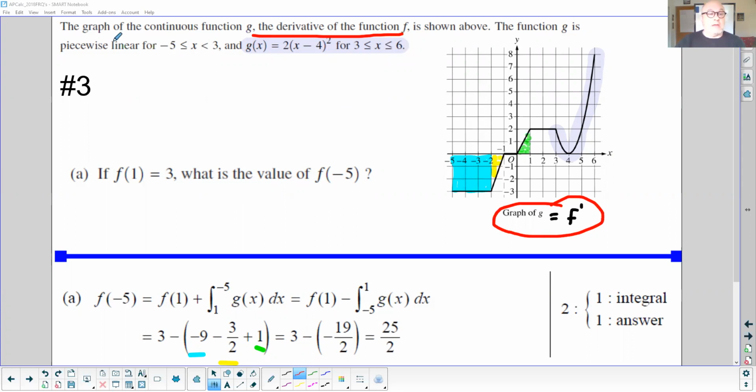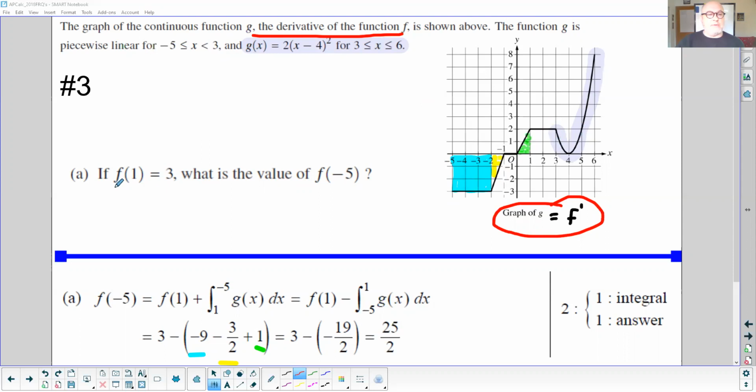All right, so here we go. The graph of the continuous function g, which is the derivative of f. If this is me, I'd probably write this down right away in 2020 because that's an important point. Normally you have to figure that out, but it tells you. The function g is piecewise linear, so it's this little quadratic here, which is this gray piece that I outlined, and the rest of it is all little linear pieces.